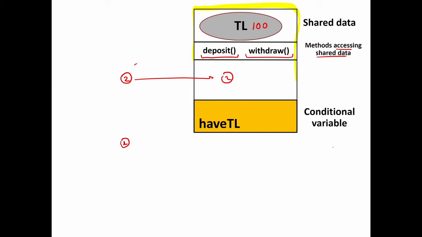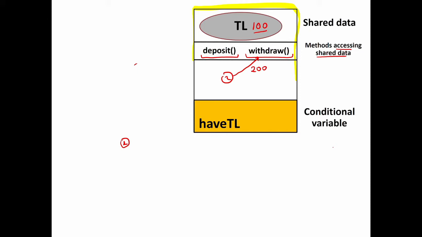Now he can execute one of the methods, and let's say that he wants to withdraw money. How much does he want to withdraw? Let's say he wants to withdraw 200 liras. Now we have only 100 liras, so that means that he has the lock. Now he is active in here, he has the lock, but he cannot complete his task here because there's only 100 lira.